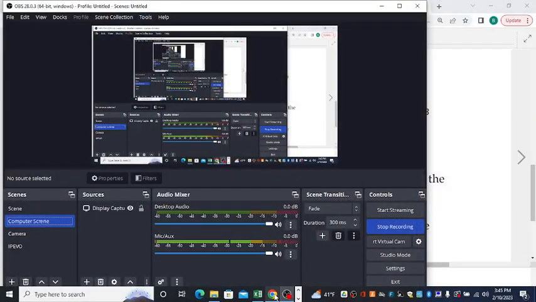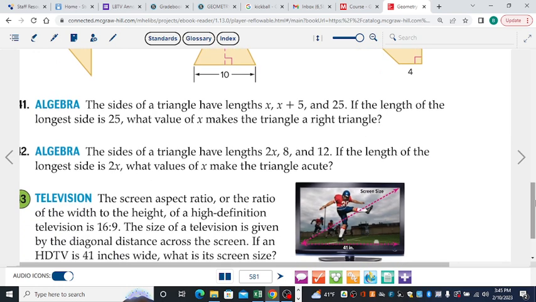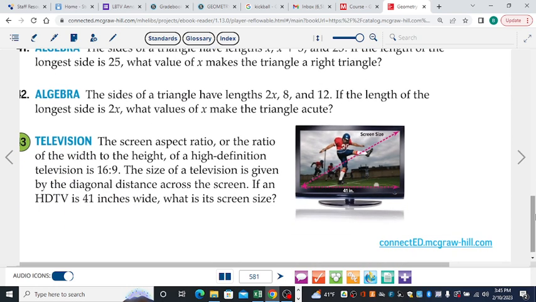Now, going back to the problem here, we were going to do 42. I picked number 42 as another one that is part of the problem that I was having you work through. It says here, the sides of a triangle have lengths 2x, 8, and 12. If the length of the longest side is 2x, what is the value of x that makes the triangle acute? Okay? What values of x make the triangle acute?